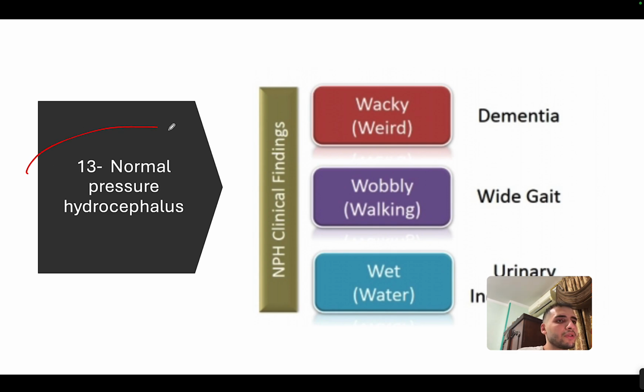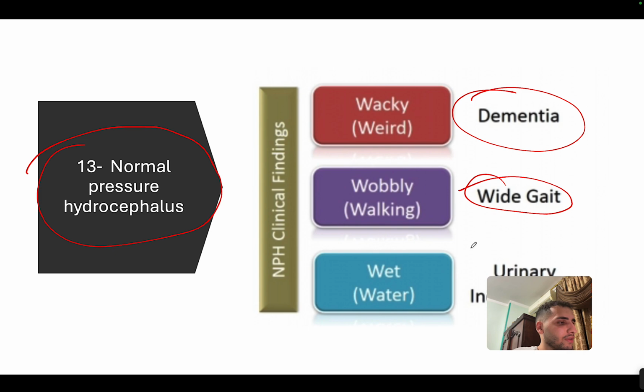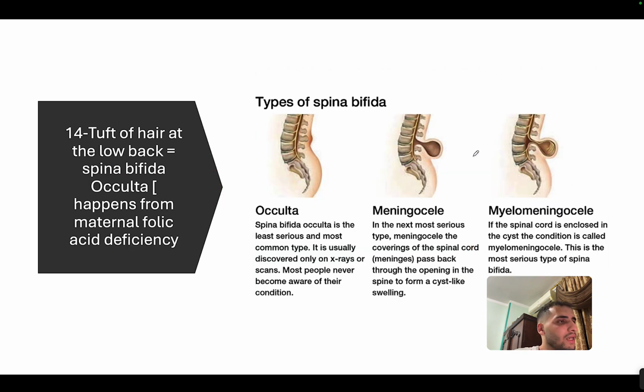The other important concept is normal pressure hydrocephalus. Whenever they give you a person with memory loss, dementia, and ataxia, wide gait, and urinary incontinence, this is usually normal pressure hydrocephalus. So memory loss, ataxia, urinary incontinence. These three symptoms are extremely pathognomonic for normal pressure hydrocephalus. The last thing is spina bifida.